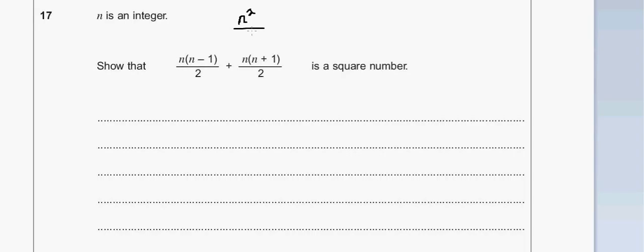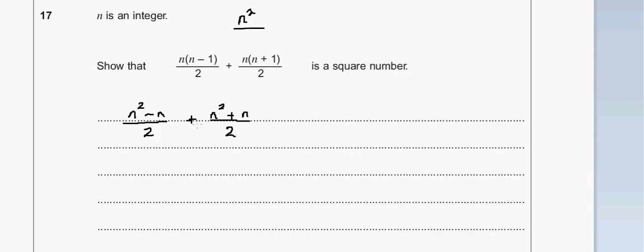That's really all we've got to do. So first off, we need to get rid of the brackets. So n times n is n squared. n times minus 1 is minus n, and that's all over 2, plus, now n multiplied by n is n squared, and n multiplied by 1 would be plus n, and that would all be over 2.